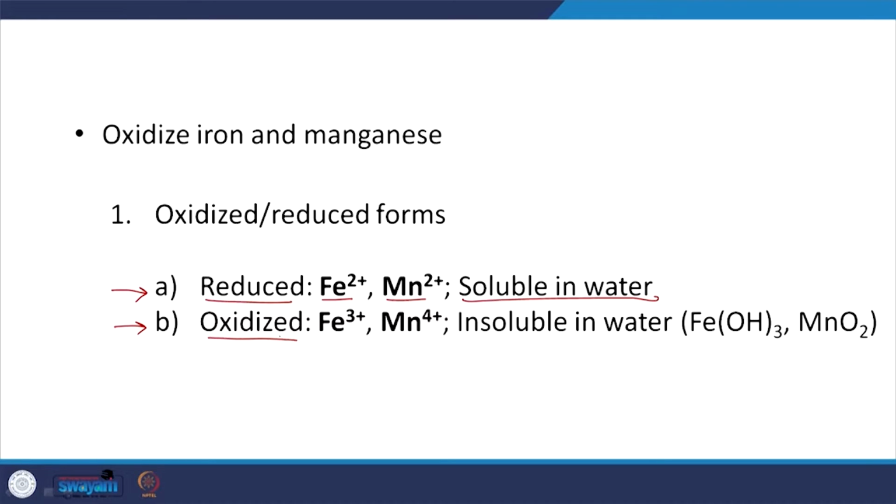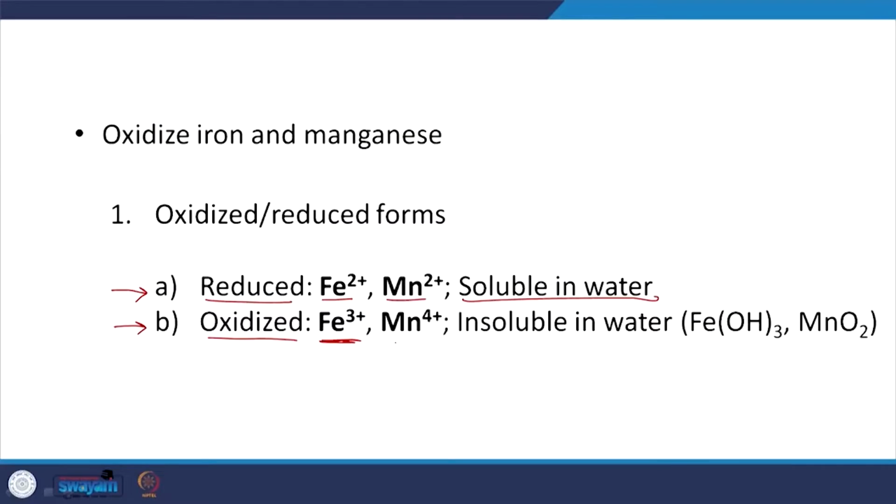If it is oxidized, it has given away the electron to an electron acceptor, then the oxidation state will increase to Fe3+. It is losing an electron, the electron with the negative charge is being lost. So, you have the oxidized form here and also here. But the issue here is that now these Fe3+ and Mn4+ are not soluble, but they will precipitate out in the form of Fe(OH)3 or MnO2. So, this is one background.